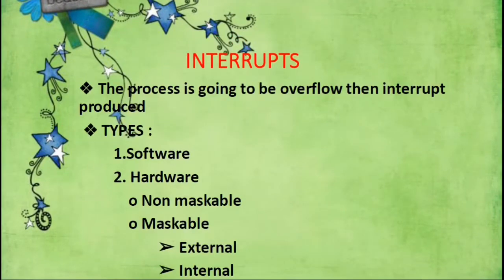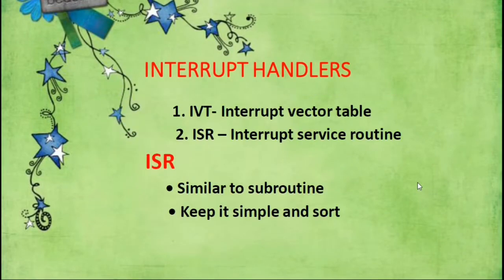Interrupt. When the process is going to overflow, then an interrupt is produced. There are two types: software, hardware. Hardware: non-maskable, maskable, external, internal. Interrupt hardware: IVT, interrupt vector table. ISR, interrupt service routine. ISR is similar to a subroutine.